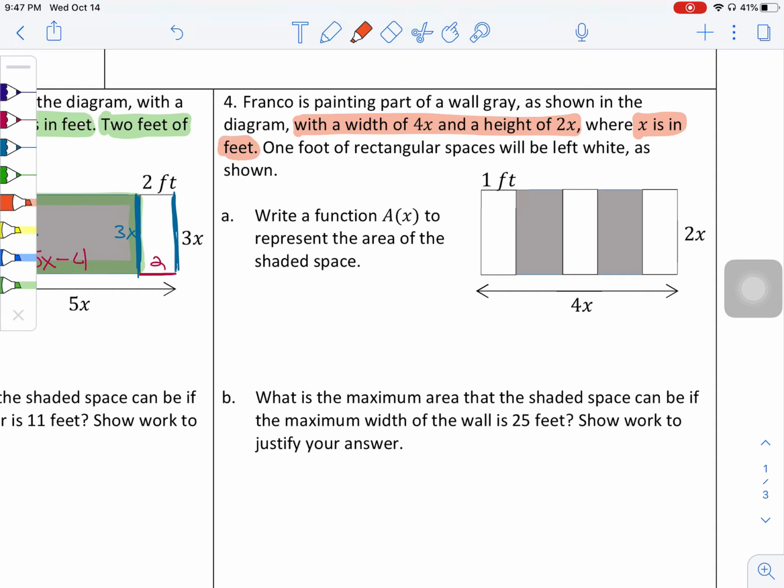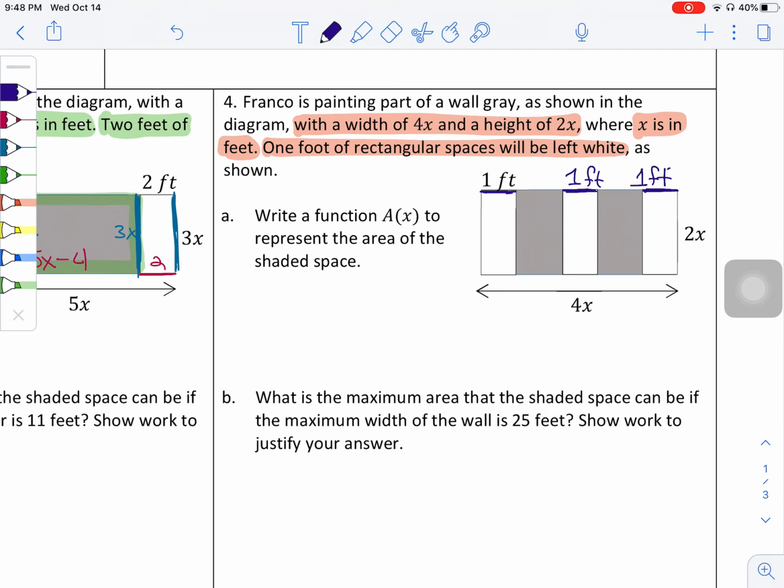And 1 foot rectangular spaces will be left white as shown. Okay. So if I look at just the imaging here, just the picture, I've got this little piece right here that's going to be 1 foot of white space. I've got this piece right here that's another 1 foot of white space. And I've got this edge over here that's 1 foot of white space. It helps if I actually write the 1 as opposed to just the FT.